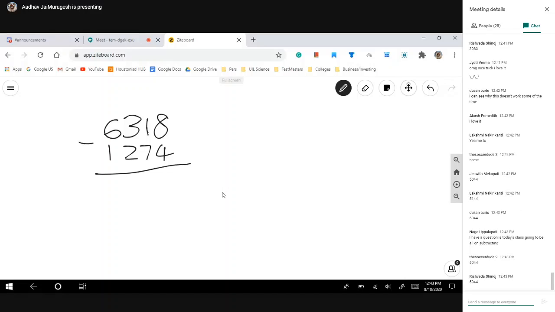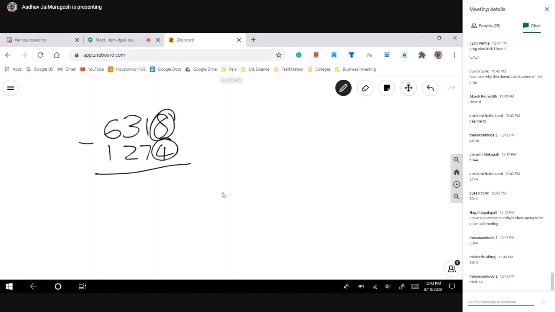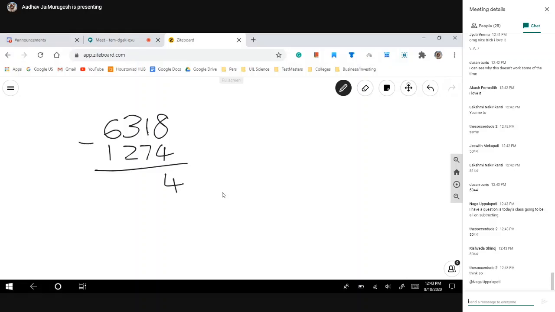So first we need to consider if the top number is smaller than the bottom or bigger than the bottom number. 8 is obviously bigger than 4. So then we would just do the normal method, which gives an answer of 4. Then we need to consider the next set. Then 1 is obviously way smaller than 7. So you can't do 1 minus 7.